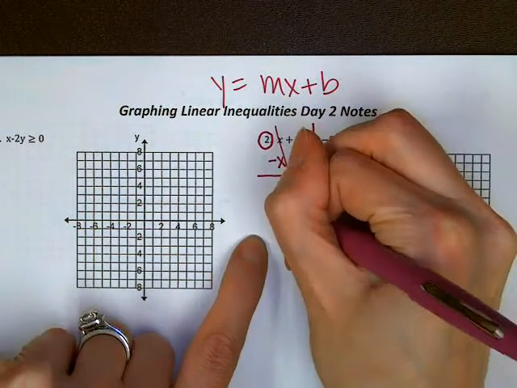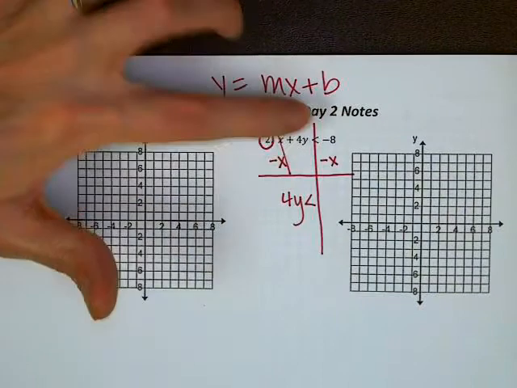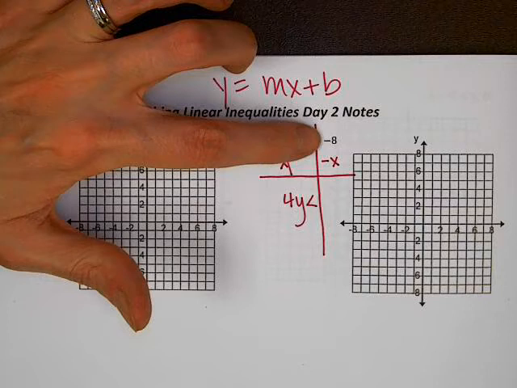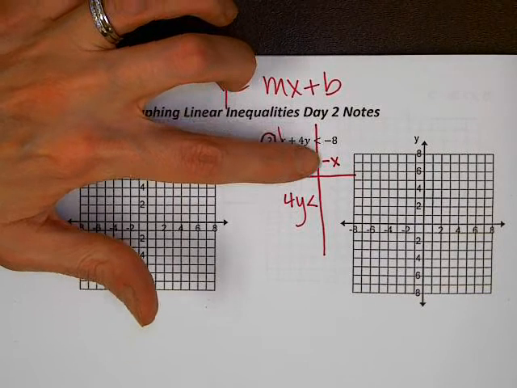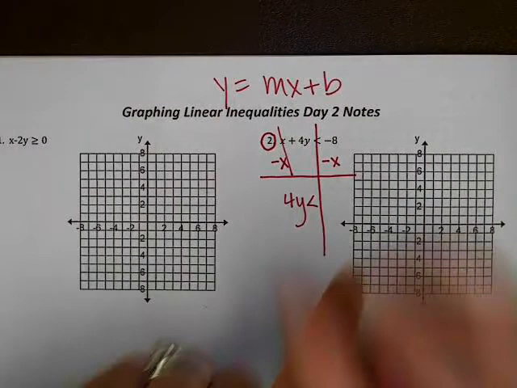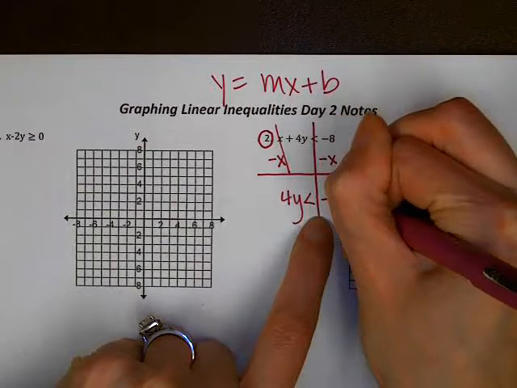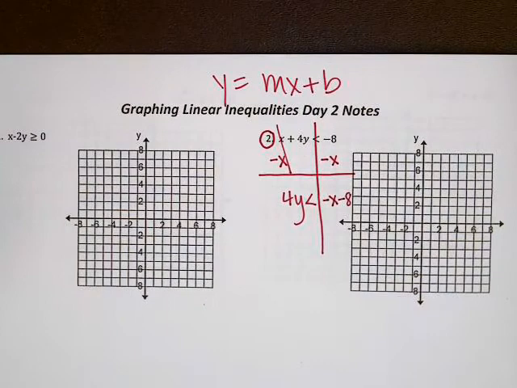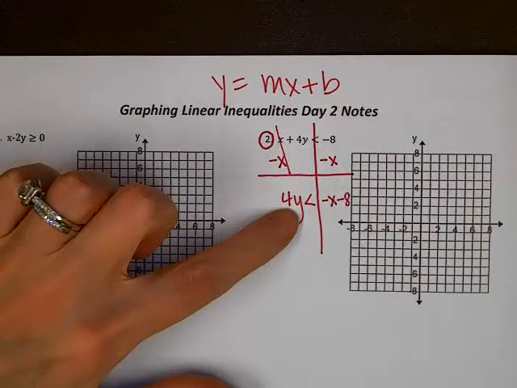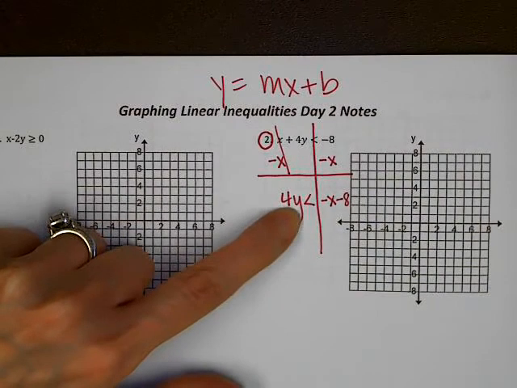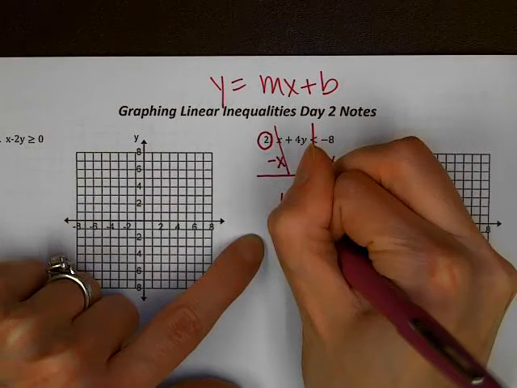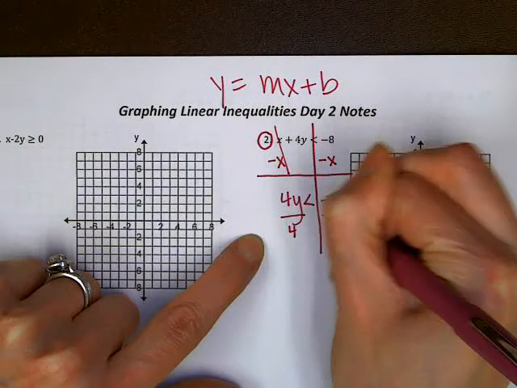And then you have 4y is less than. Now remember, I always used to switch the order. Negative 8 minus x, but I like to write it as negative x minus 8. And then if we really want to get y alone, to undo multiplying by 4, we just divide every single piece by 4.